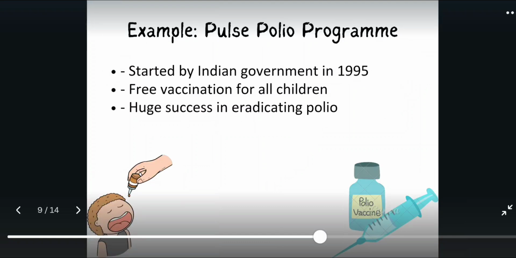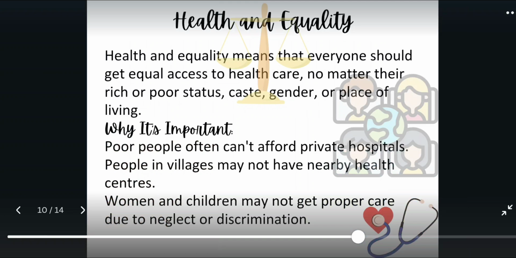So let's take an example. Pulse polio program. It was started by the Indian government in 1995. Free vaccination for all children. Huge success in eradicating polio. So you can also ask your parents about this, and I'm sure they will definitely tell you that you also got a dose of polio when you were young. So do definitely ask your parents.